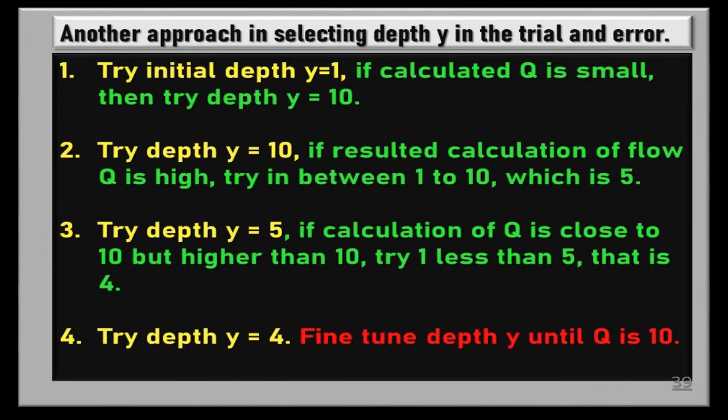Another approach in selecting depth Y in the trial and error. First, try initial depth Y equal to 1, if calculated Q is small, then try depth Y equal to 10. Second, try depth Y equal to 10, if the resulting calculation of flow Q is high, try in between 1 to 10, which is 5. Third, try depth Y equal to 5, if the calculation of Q is close to 10 but higher than 10, try 1 less than 5, that is 4. Fourth, try depth Y equal to 4. Fine-tune the depth Y until flow Q is 10.